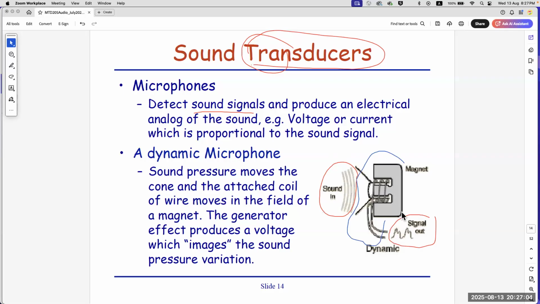And the medium here is what we call a transducer, because it transforms sound to an electrical signal. A transducer transforms sound into another form of energy. And what other form? Basically, an electrical representation of voltage and current, proportional to the sound signal. That is the meaning of a microphone.